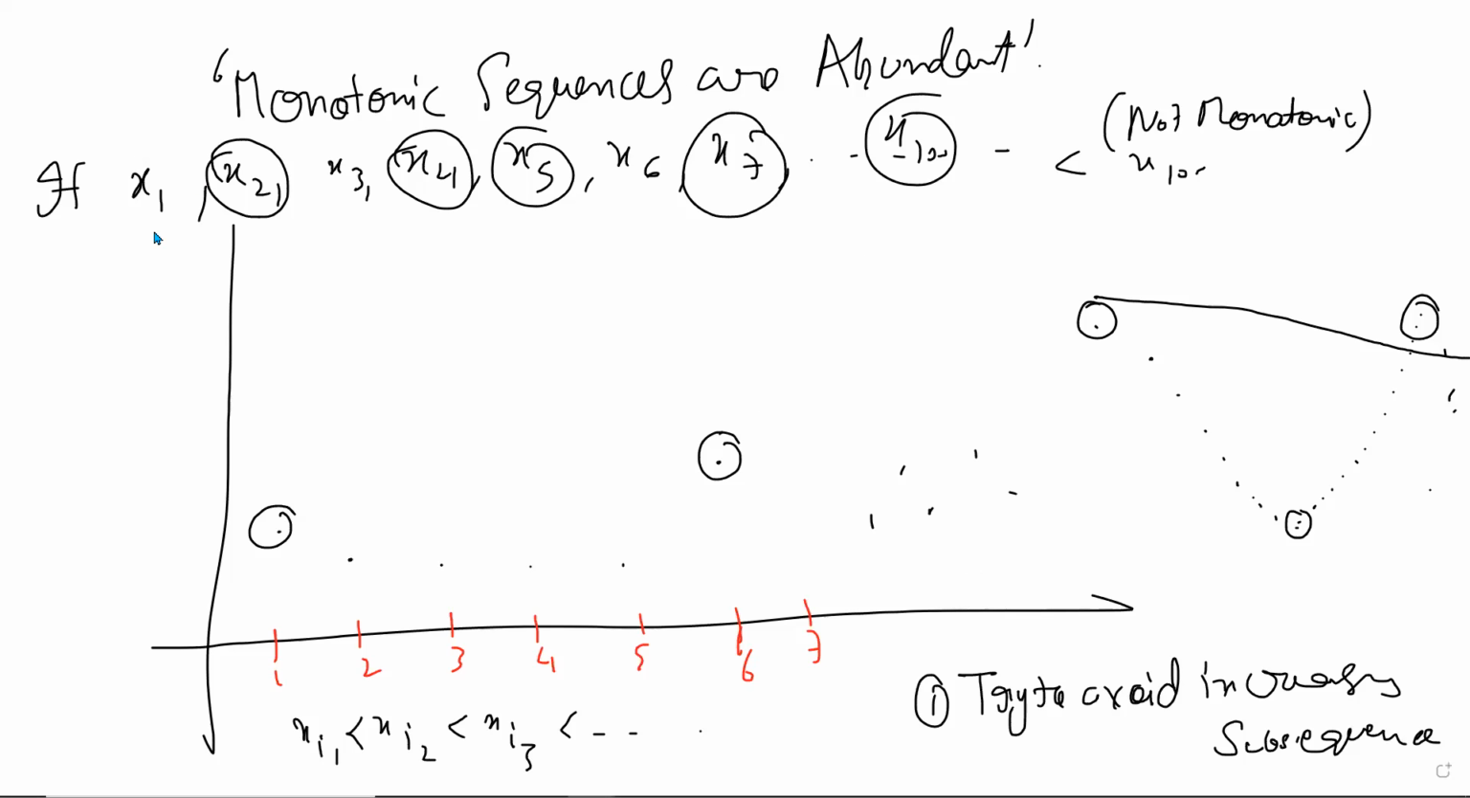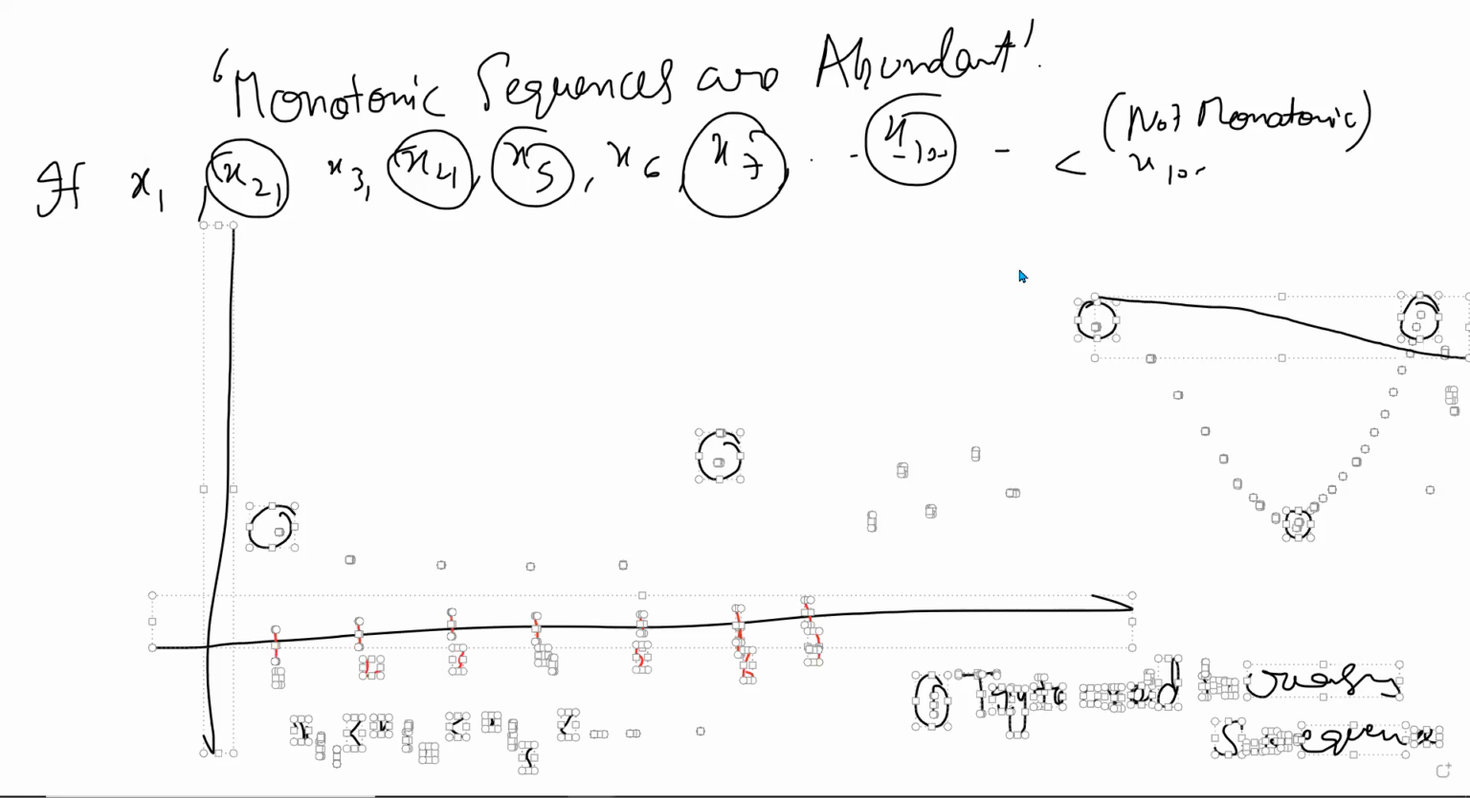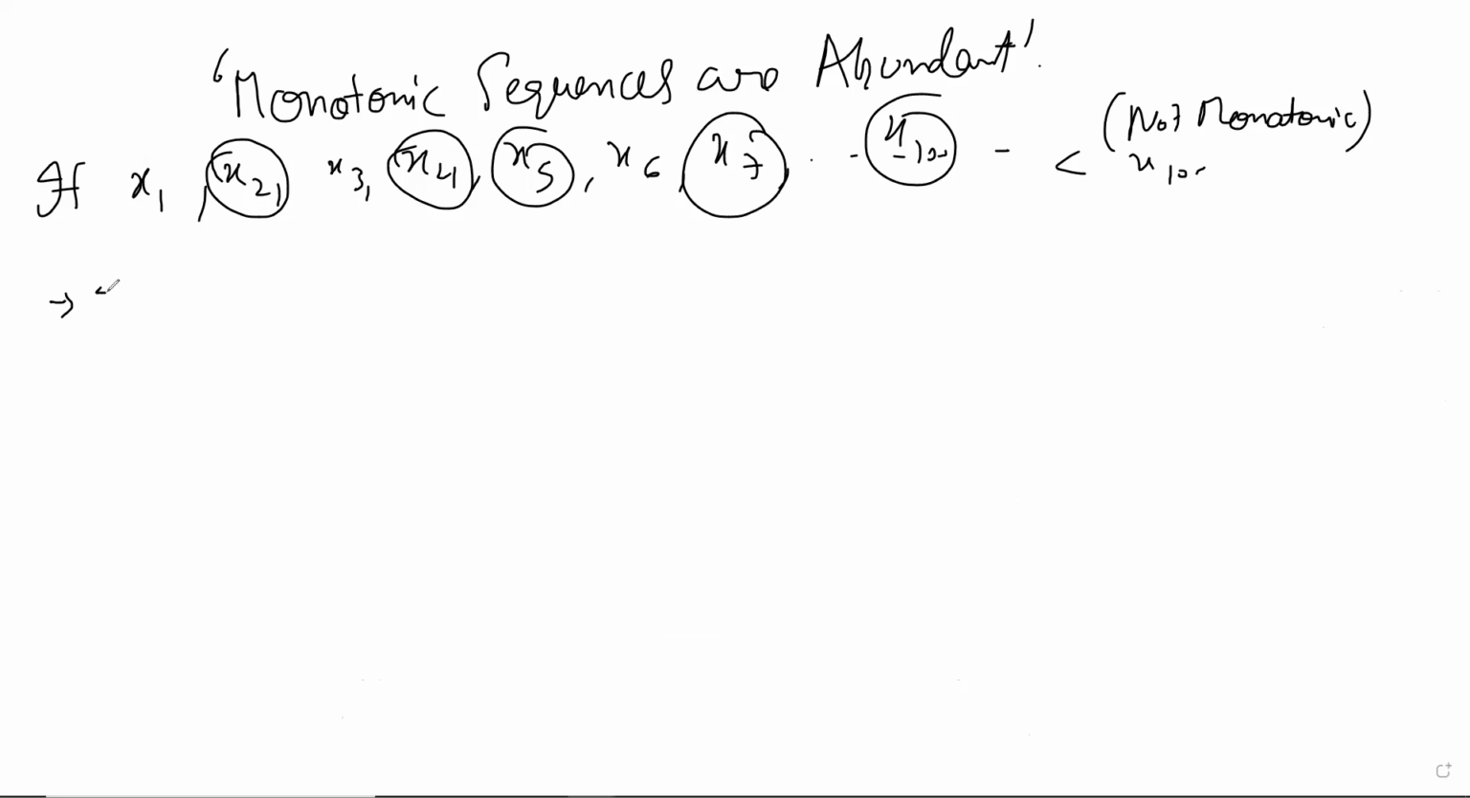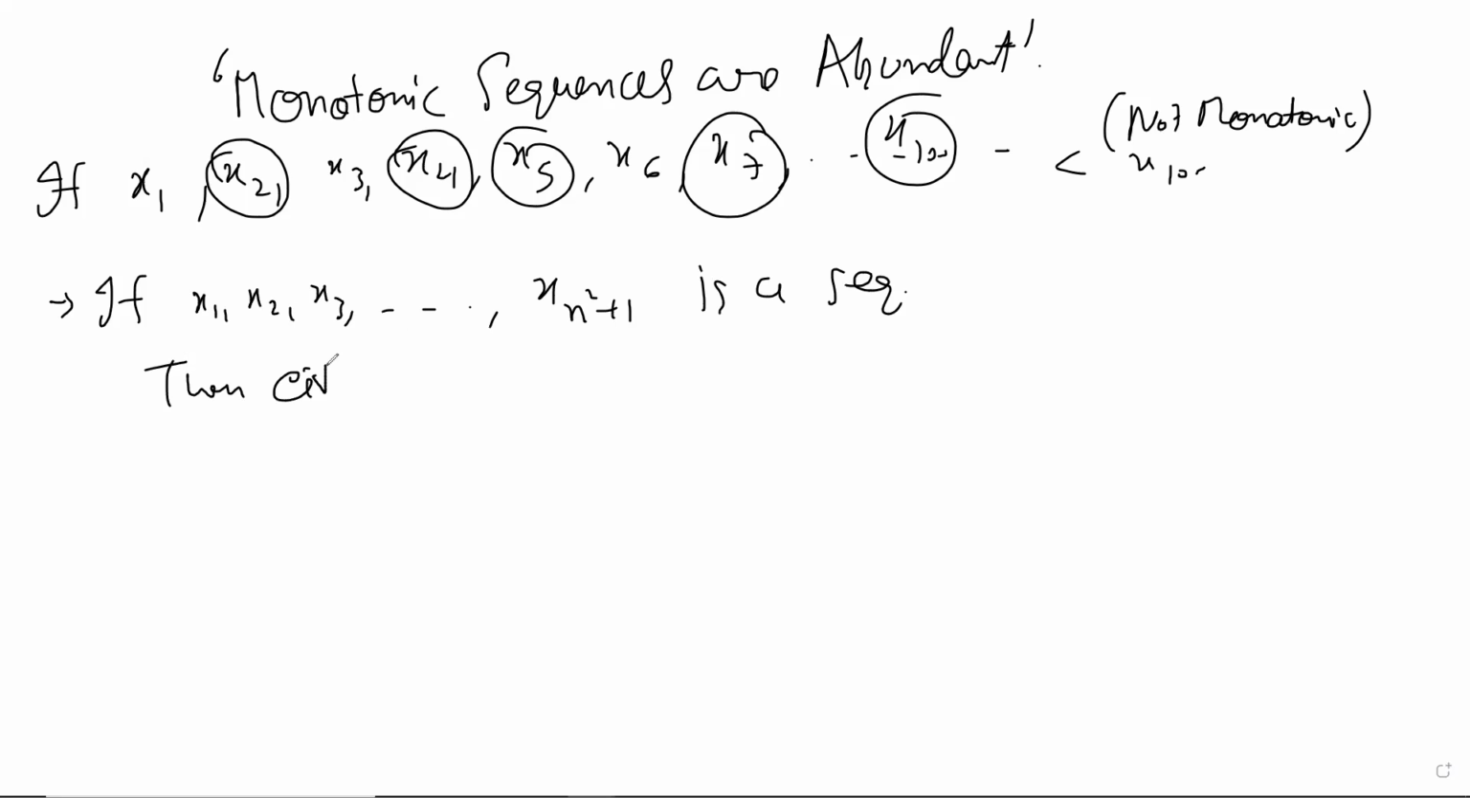Here is a slightly less combinatorial, or rather a more combinatorial, version of the question. Again, try to do this on your own. This will also give you insight. If x1, x2, x3, and so on till x_{n^2+1} is a sequence, then there is a monotonic subsequence. This is a very standard question. It's some theorem of Erdős and Szekeres, I don't know how to pronounce it.